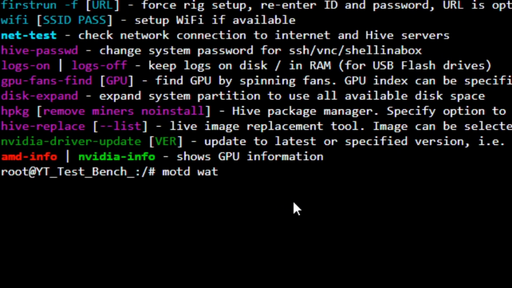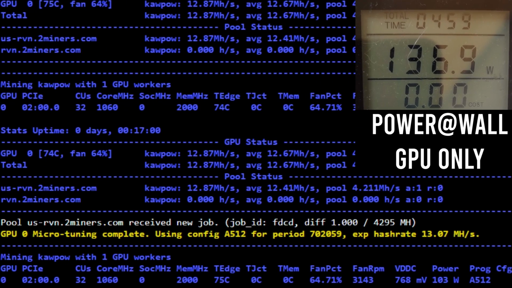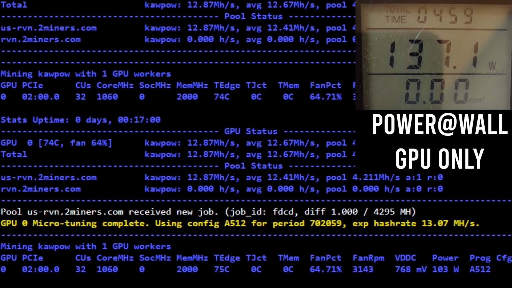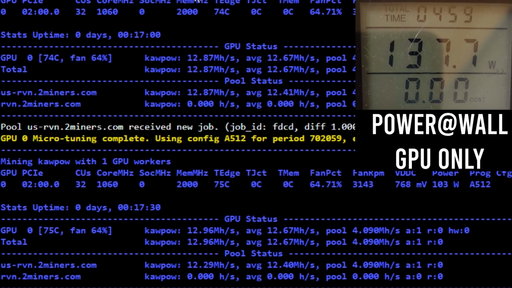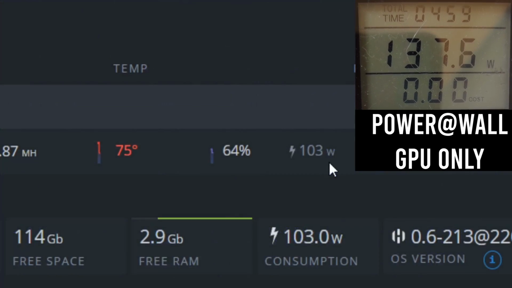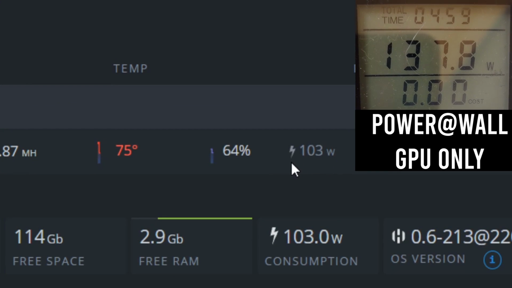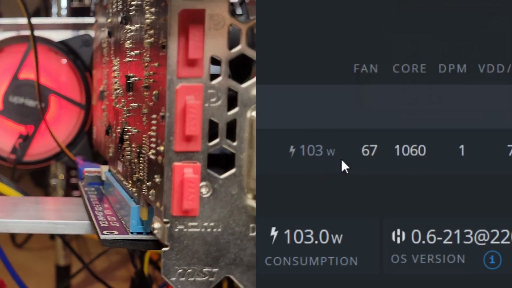The hash rate you can expect with these settings will vary between 12 to 13.8 megahash, depending again on the block height. For power draw, these settings will use around 140 watts at the wall, and never, ever use in-software power consumption to calculate power draw. It's always very inaccurate for AMD.